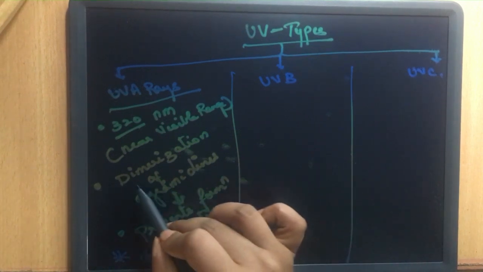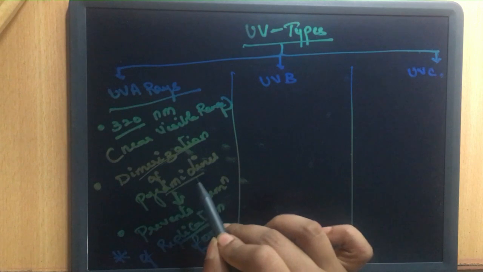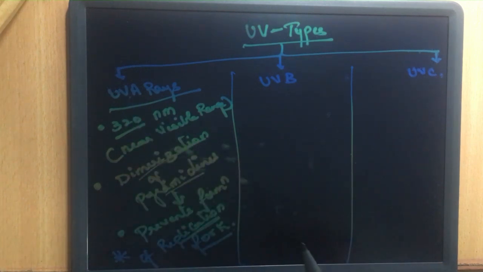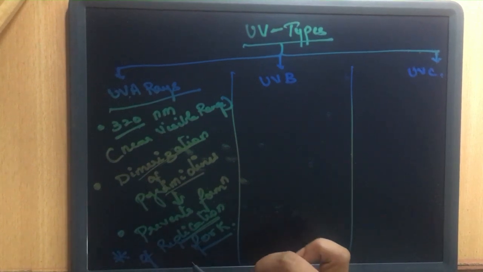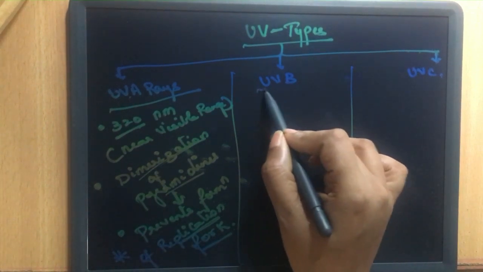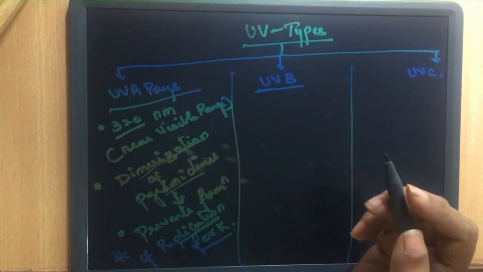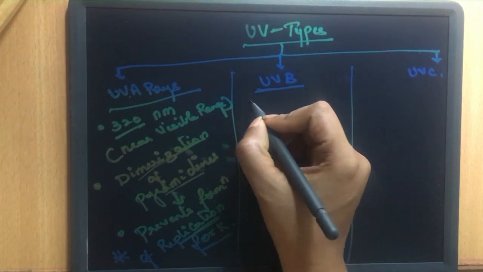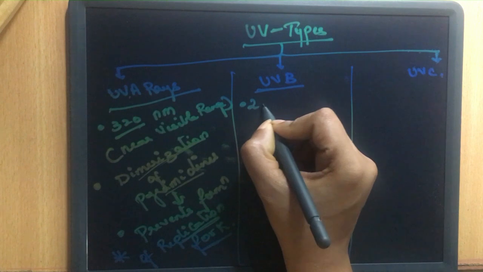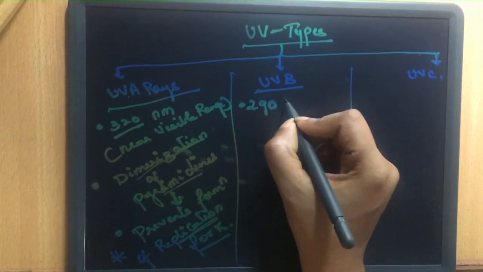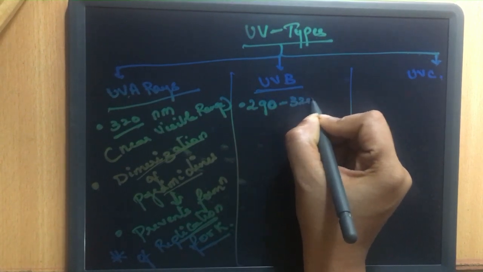And why is it stopped? Because of the dimerization occurring due to the UVA rays. Okay, and it has adverse effects on the DNA by stopping its replication. The second type of UV ray is UVB rays, which have a wavelength from 290 to 320 nanometers.